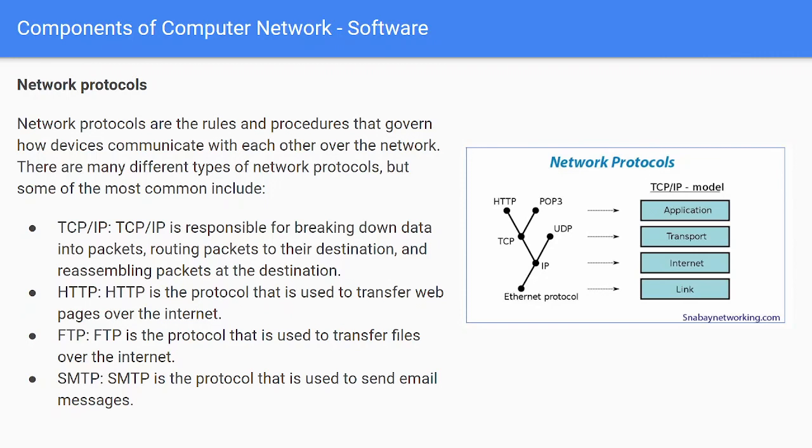Then we have SMTP. This one is for mails. This is a protocol that is used to send emails. So to be able to send emails from one email address to the other email address, there's a protocol called SMTP, which is very important for sending emails.